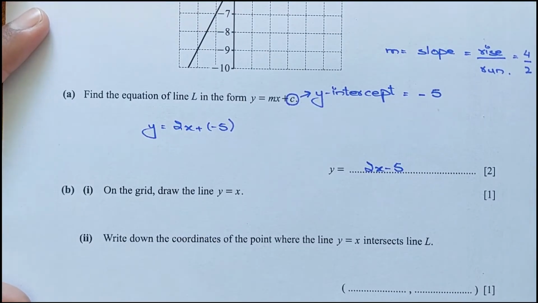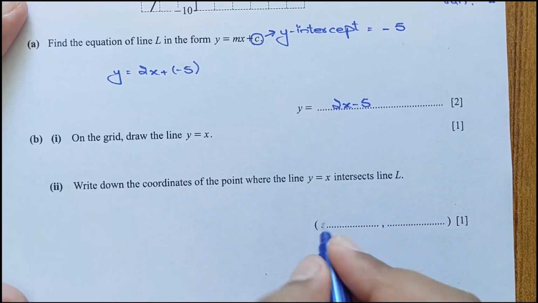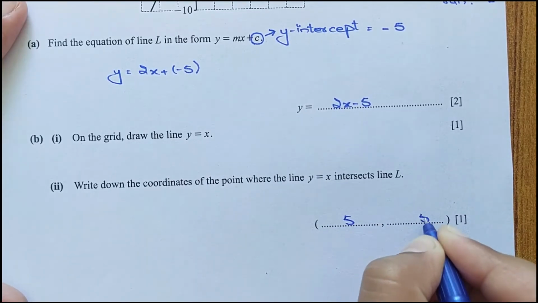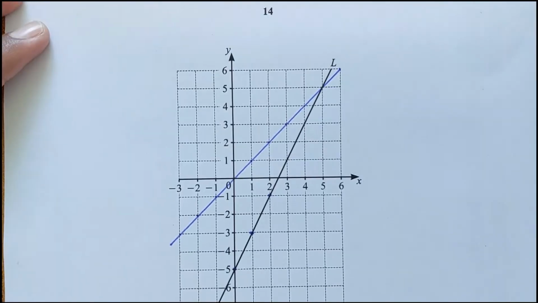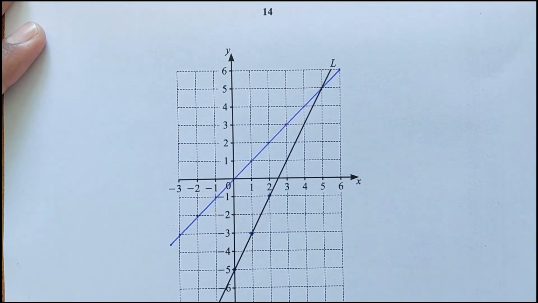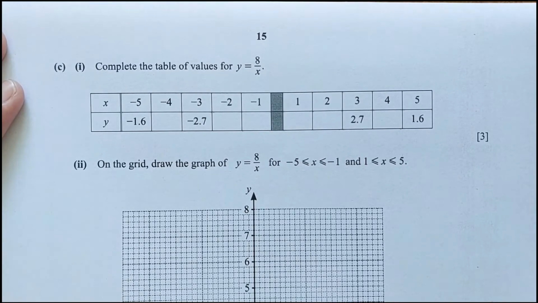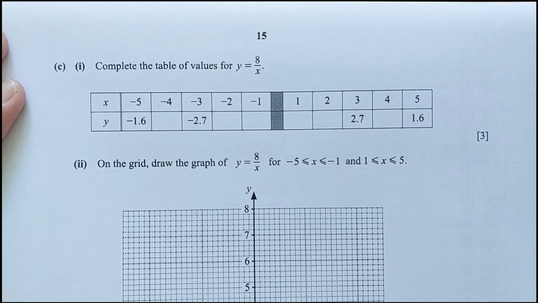Now for part B, write down the coordinates of the point where the line y equals x intersects line L. At what point? At 5 and 5 it intersects. 5, 5. Let me show you one more time. The point of intersection: x is 5, y is also 5. Now for part C, number 1, complete the table of values for y equals 8 over x.